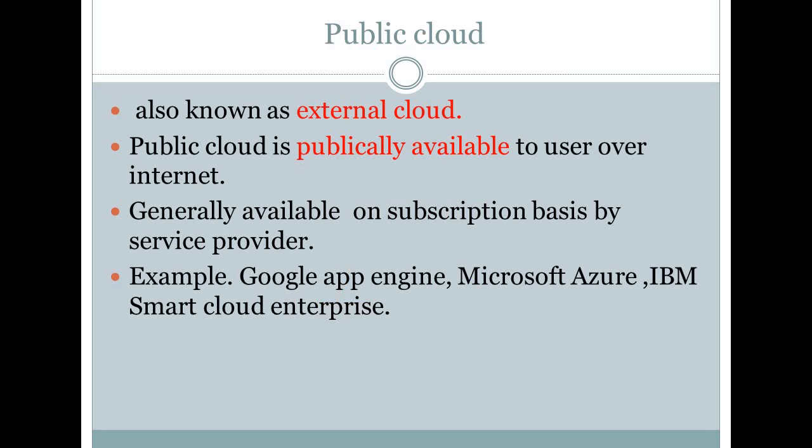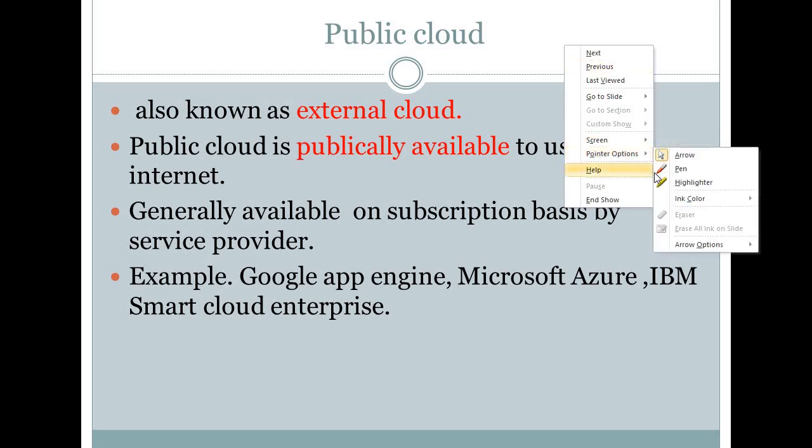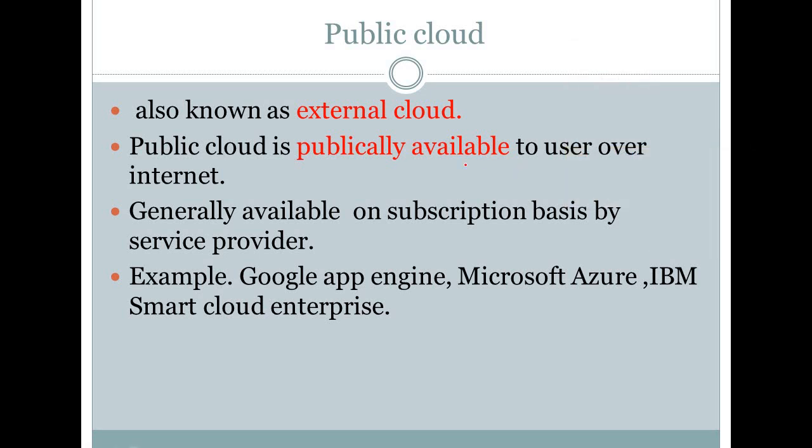It is also known as the external cloud. So private is the internal cloud, but public cloud is known as the external cloud. It is publicly available to users over the internet, available online to anyone. Generally it is available on a subscription basis by the service provider, who provides these services to the rest of the users.